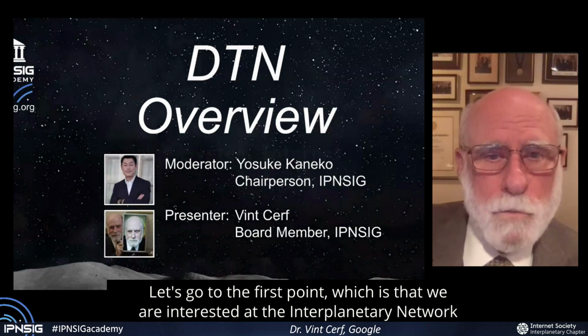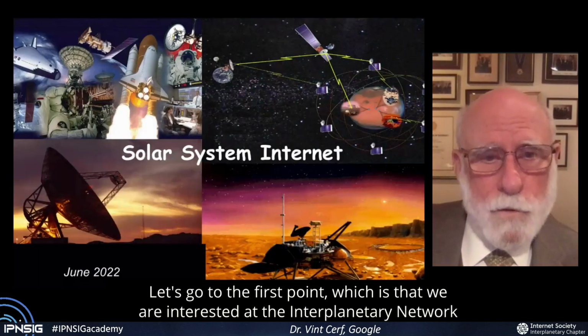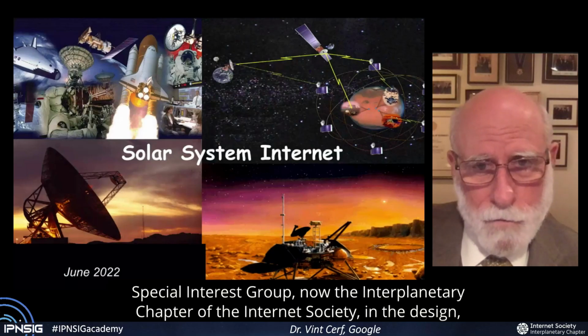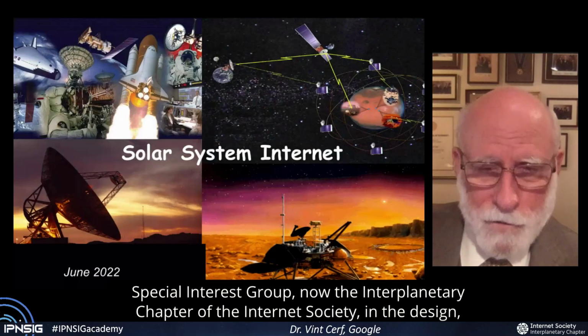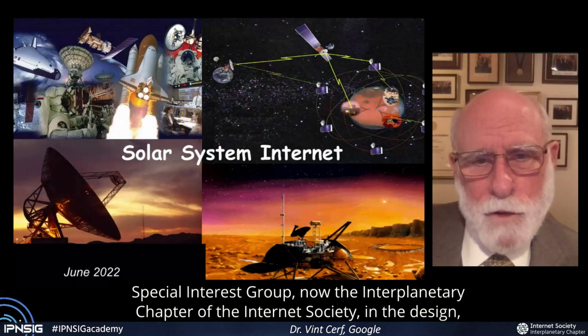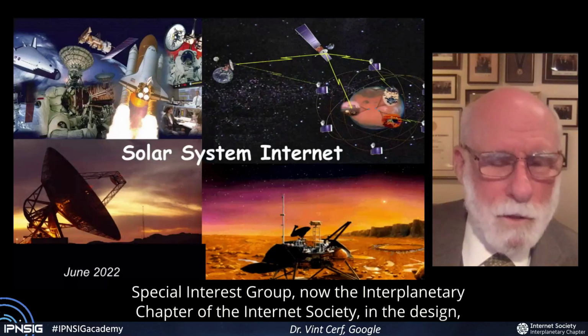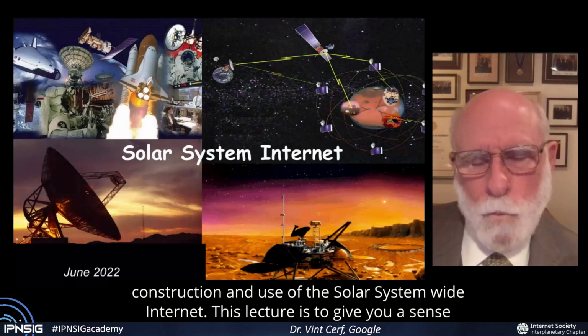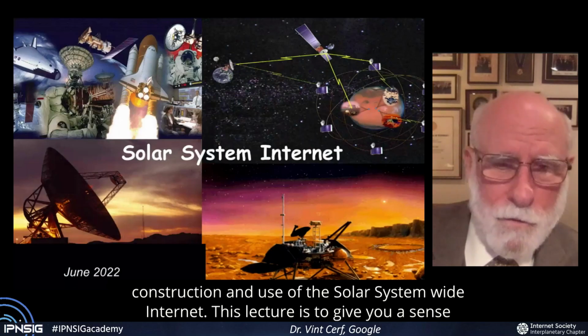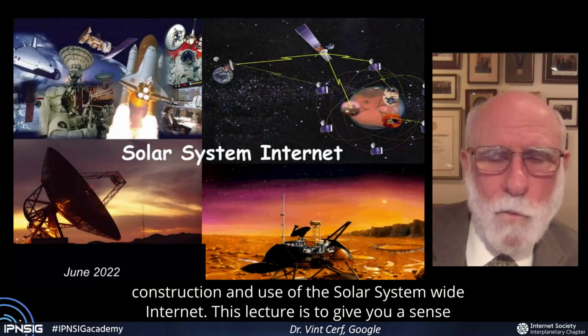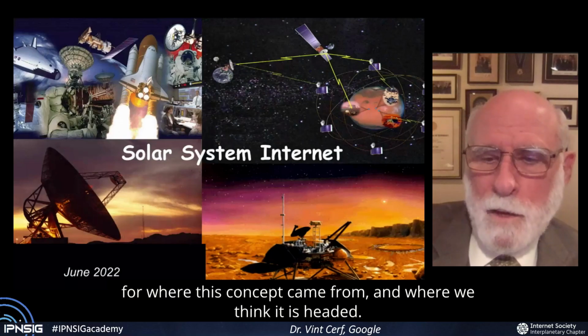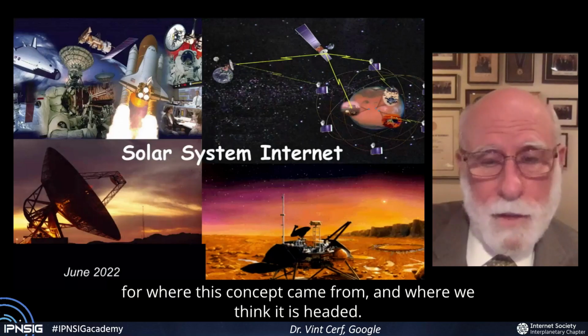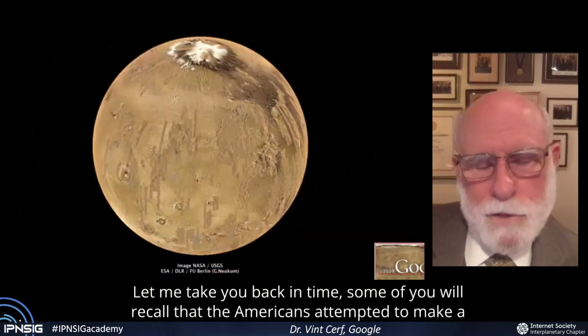So let's go to the first point, which is that we are interested at the Interplanetary Network Special Interest Group, now the Interplanetary Networking chapter of the Internet Society, in the design, construction, and use of a solar system-wide Internet. And this lecture is to give you a sense for where this concept came from and where we think it is headed. So let me take you back in time.